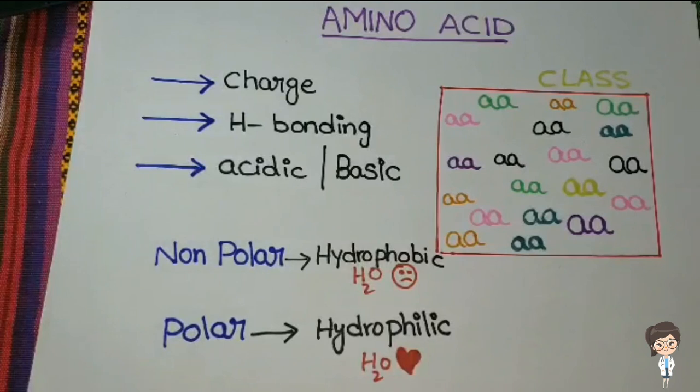So 20 amino acids can be categorized into two main groups. The first group contains the non-polar or hydrophobic amino acids. The word hydro means water and phobic means hate, so they cannot love water. While the other group is the hydrophilic or polar group, so they love to be with water, and these types of molecules have the ability of having a polar group in them.